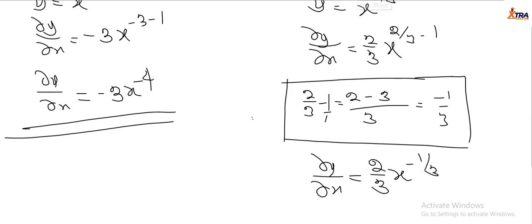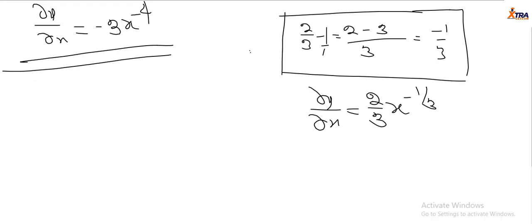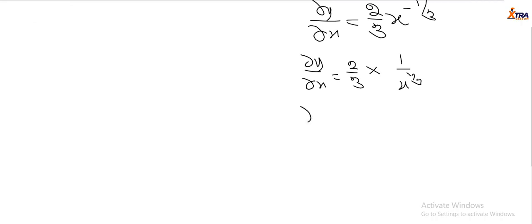So if we are to simplify this further now, we have dy over dx now equals 2 over 3 times 1 over x to the power 1 over 3. So which we have dy over dx equals 2 over 3 x to the power 1 over 3.